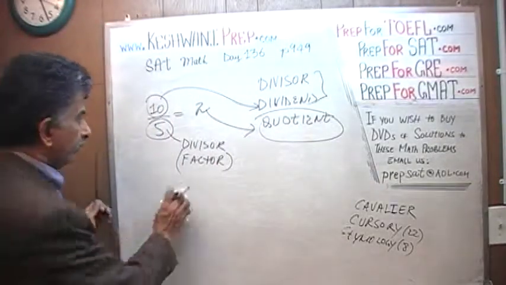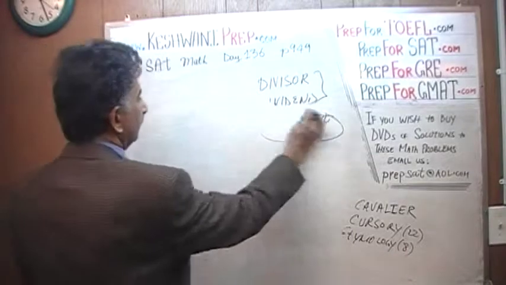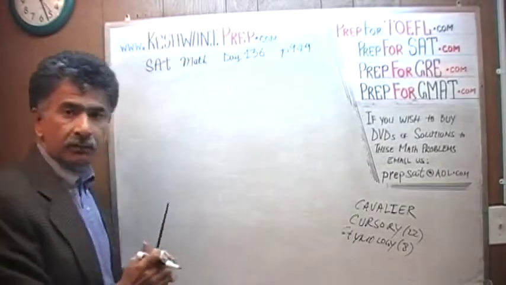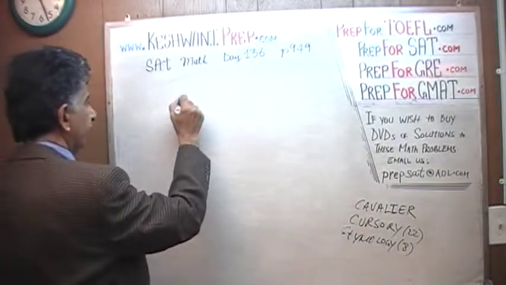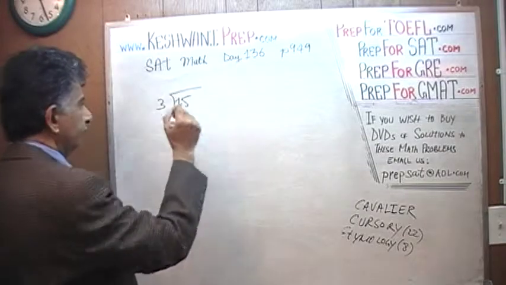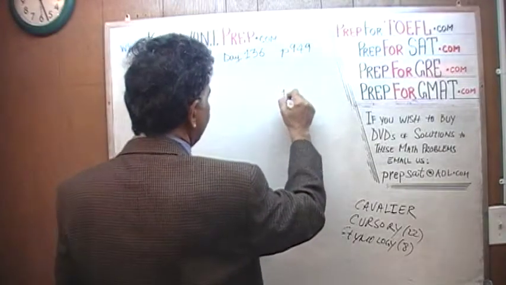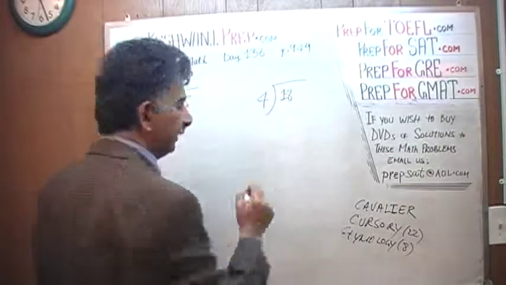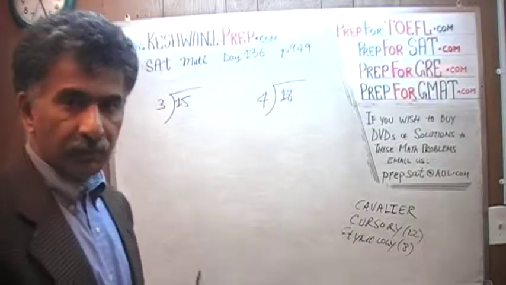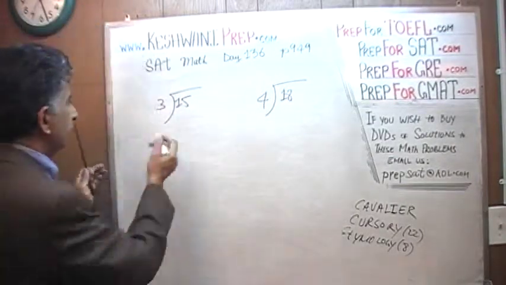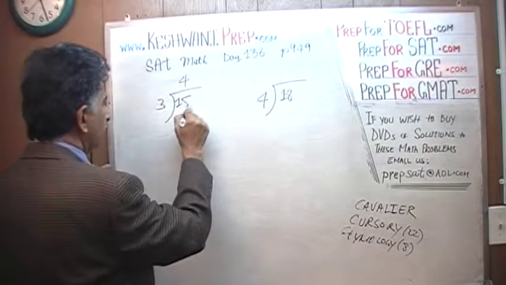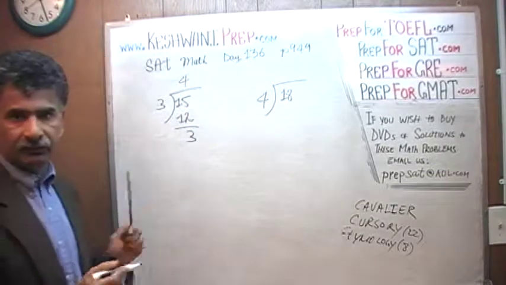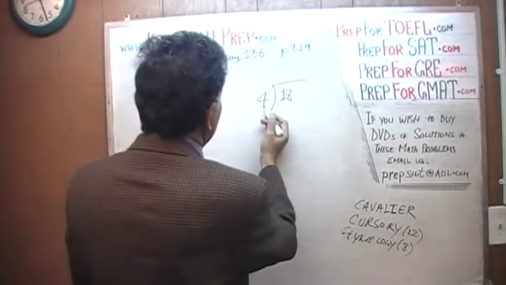Now that we understand the terminology, let's do a couple of division problems. For example, let's divide 15 by 3. And then we'll have here, let's put down 18 and let's divide it by 4. Okay, stay with me. I'm going to need your help. Okay, watch what happens. I'm going to divide by 3. So 3 times 4 is 12. That gives the remainder of 3. That one is done. Let's do this one.